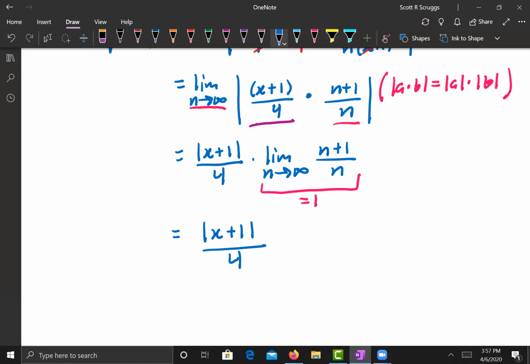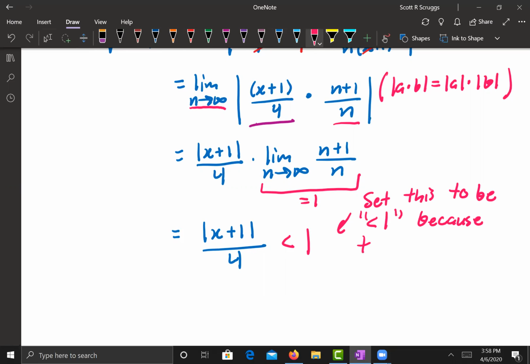And because I did the ratio test, we know that the ratio test converges when that quantity is less than 1. So I'll write that as a reminder. I set this to be less than 1. I'll put it in quotation marks because this makes the series convergent via the ratio test.